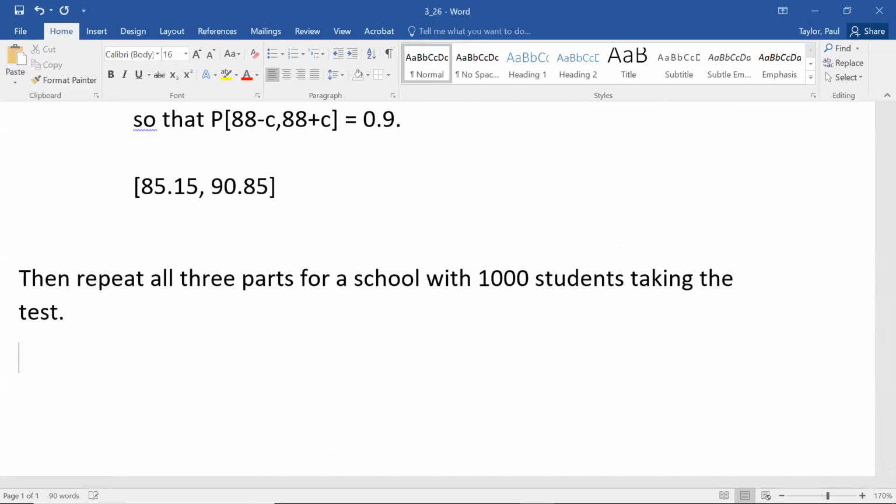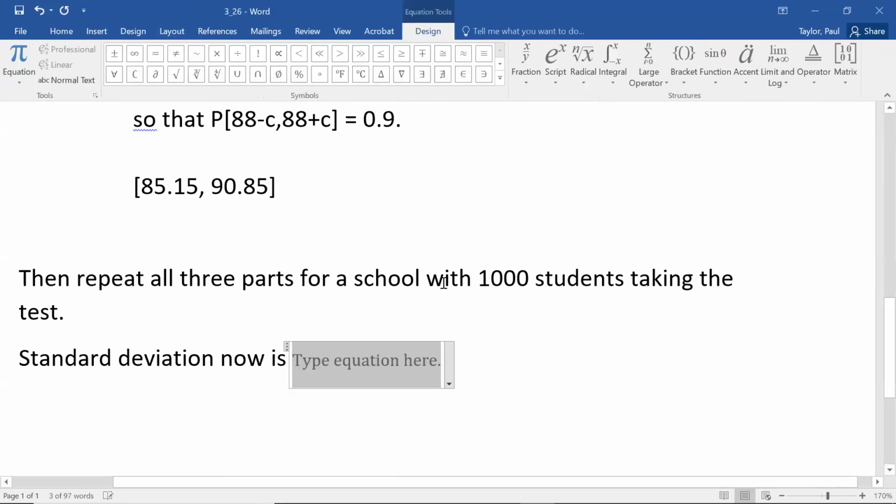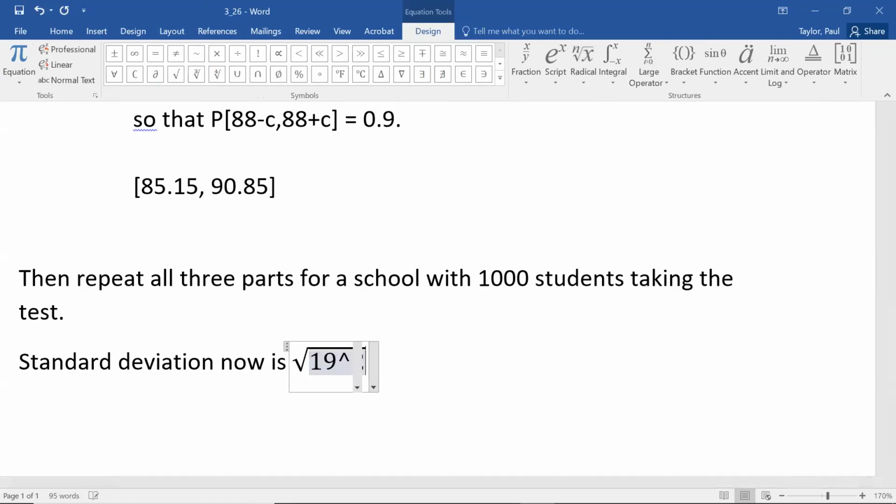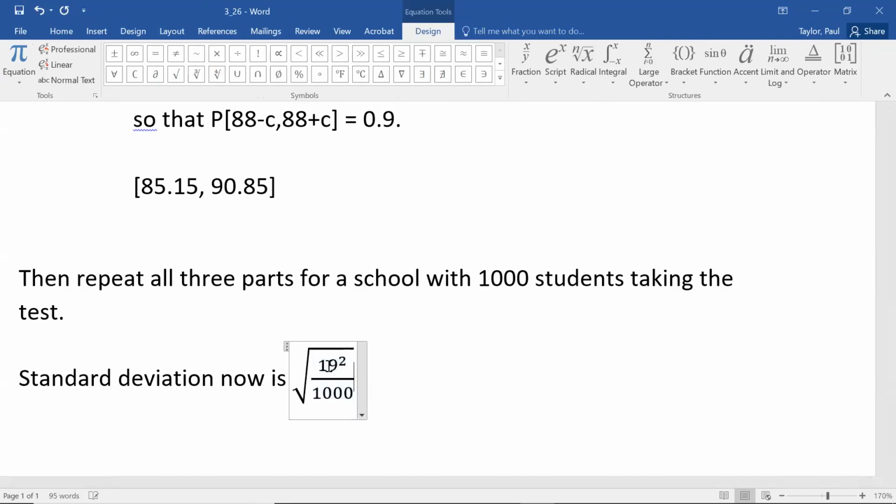So what is our standard deviation going to be now? Our standard deviation now is the square root of 19 squared. So 19 was the standard deviation for a single student, but now we're dividing by 1,000. So I'm just flipping over to my calculator, 19 squared divided by 1,000, take the square root. I get 0.6008.